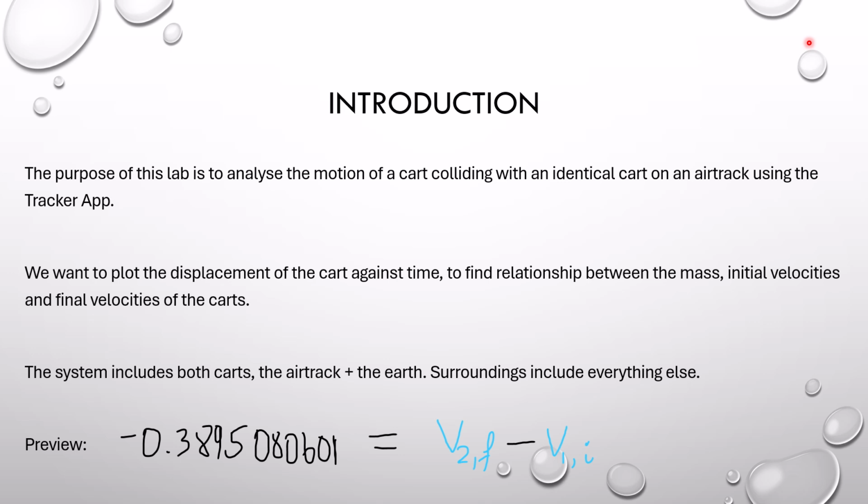The system includes both carts, the air track, and the Earth. Surroundings include everything else. And here is our preview of our results.